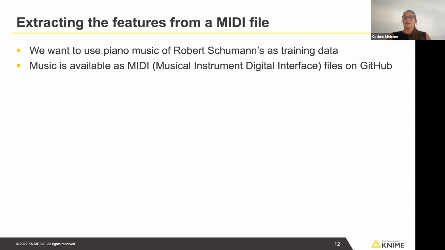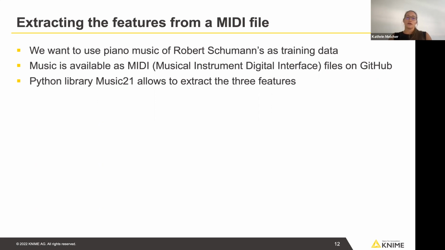As I mentioned, for my neural network, I wanted to use music from Robert Schumann as the training data. And therefore, I was looking for some music where I could get some data that I could use for training. And then I found some MIDI files with music from Robert Schumann on GitHub, which I wanted to use. And the next problem I had to solve was then, how do I extract from these MIDI files this information, this numerical representation of the music, which I can use to train my network.